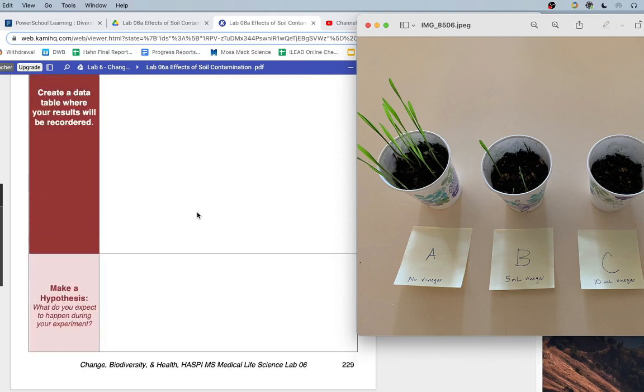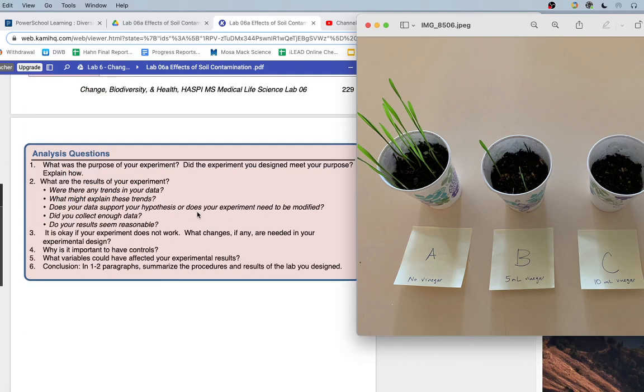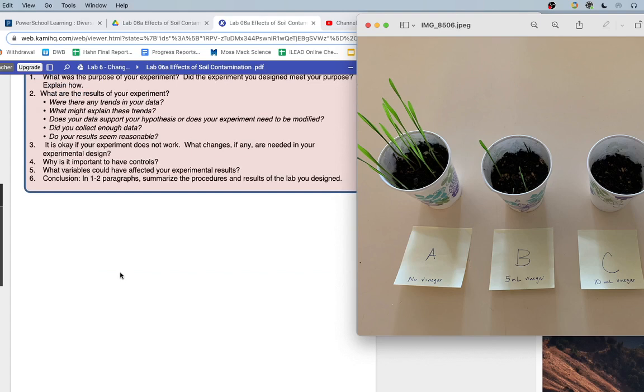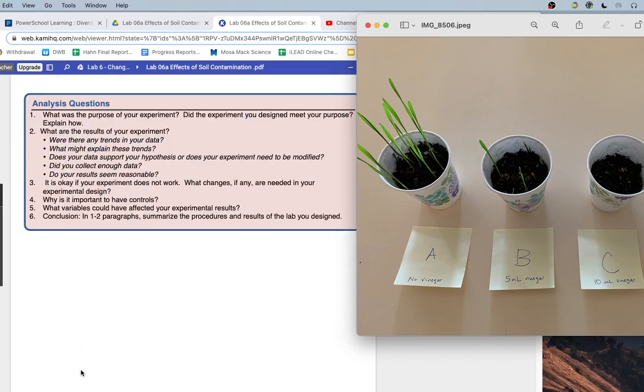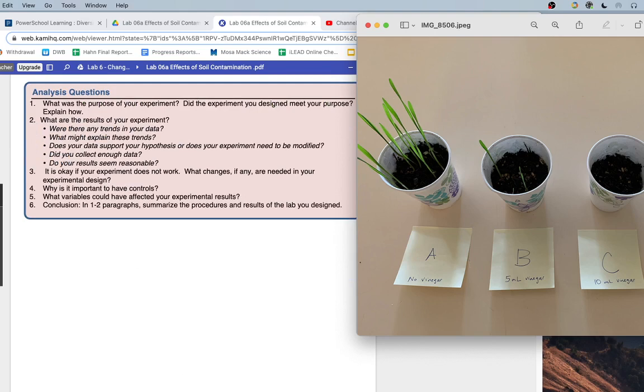And then you will answer the analysis questions, and you can answer them below right here or on a separate paper. So it looks like most of it you can answer below. And then maybe the conclusion, if you don't have space, you can put that on a separate paper.